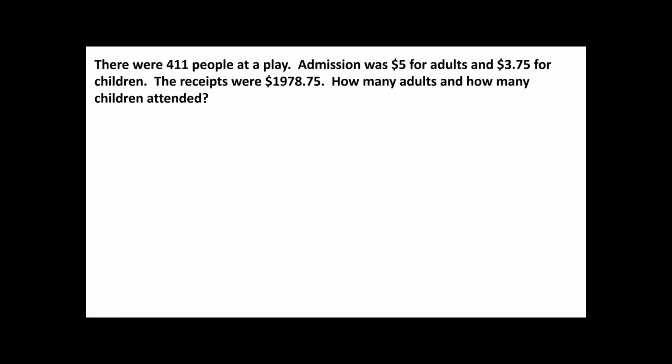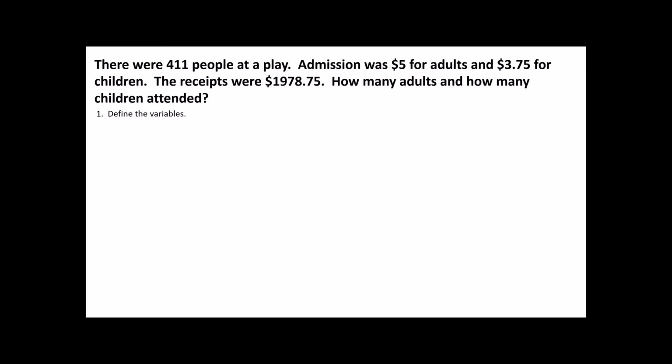Last one. This is a money problem as well. It's very similar to the coin problem. There were 411 people at a play. Admission was $5 for adults and $3.75 for children. The receipts were $1,978.75. How many adults and how many children attended?